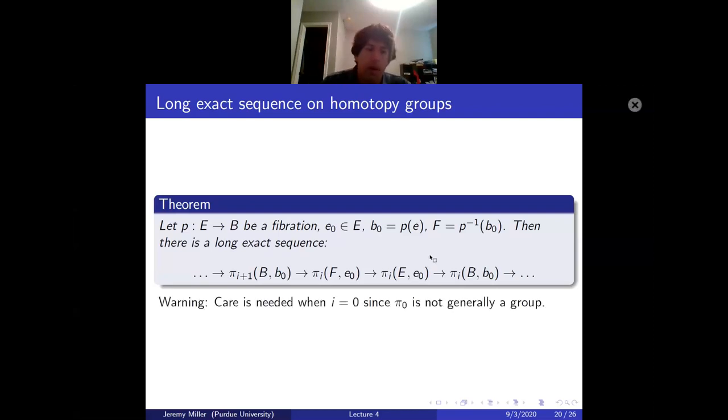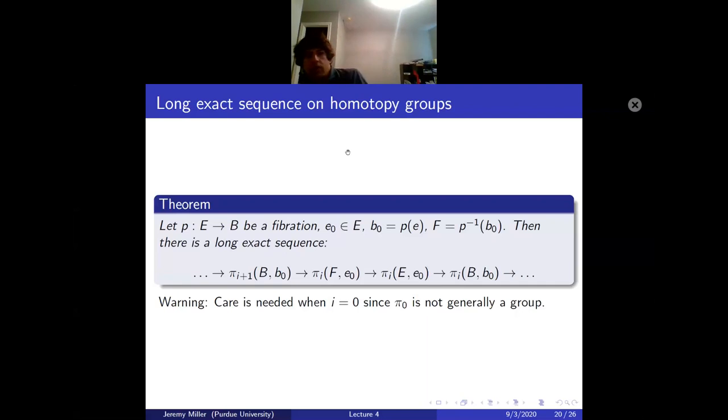There's a warning that care is needed when i is equal to 1, because pi 0 is not a group, so you might not know what long exact sequence means. If it looks like the theorem is true in the way you're applying it, then you can apply it for pi 0. But if it looks like it's not true, then you're not applying it correctly, is all I'm going to say.